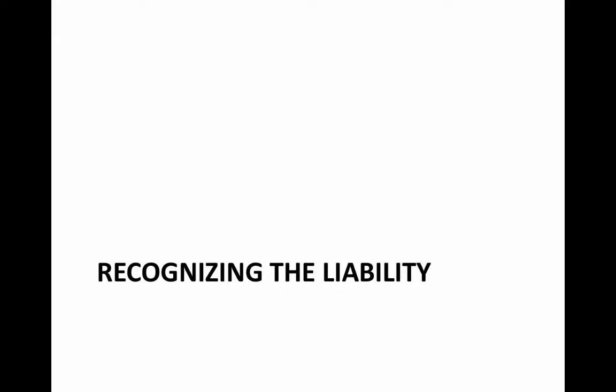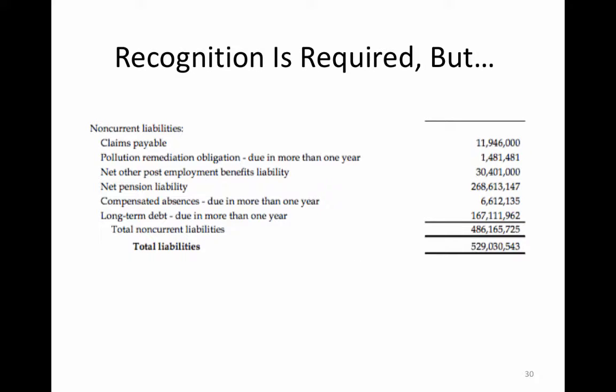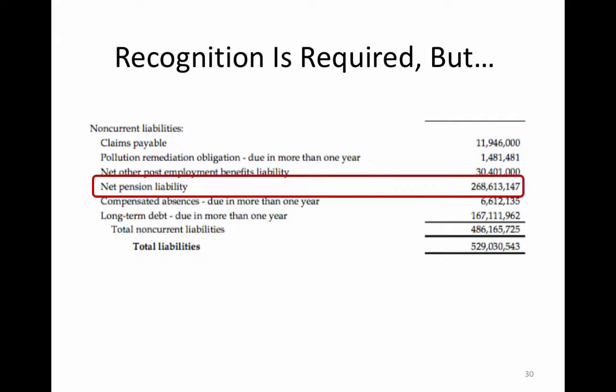The first thing you're going to want to do if you're looking at a government's pension and OPEB plans is to find out how much the liability is. It's the obvious first question. And you may, in fact, be able to find it on the face of the government-wide statement of net position, but likely you won't because most governments don't, as in this example, show their long-term liabilities by type.